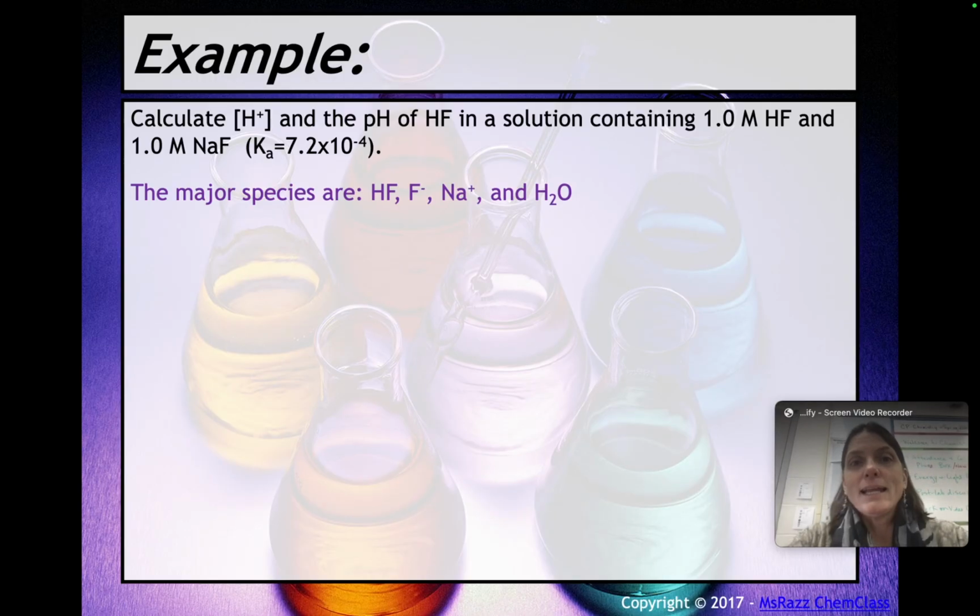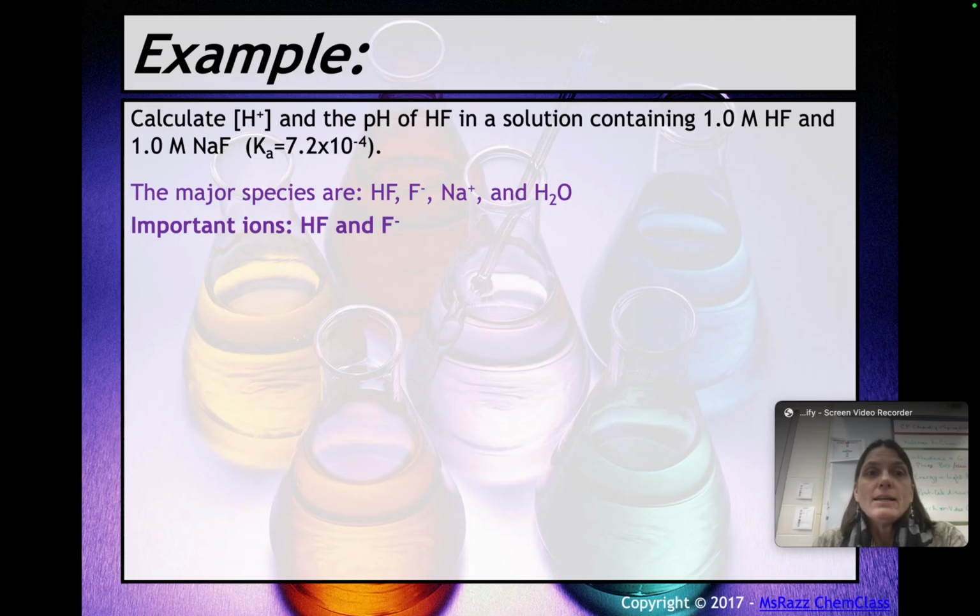Now in this case, the Na plus is a spectator ion, so it's not going to do anything. So what's really of interest is the HF and the F minus. Left to its own devices, HF is going to only dissociate a little bit. But in this case, we're intentionally adding more of that F minus ion. So the two that really matter are the HF and the F minus.